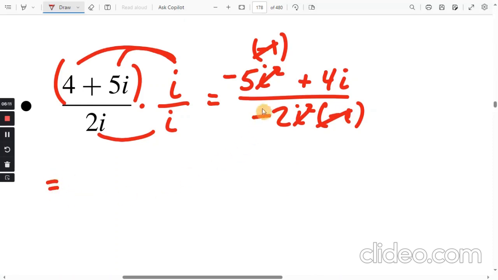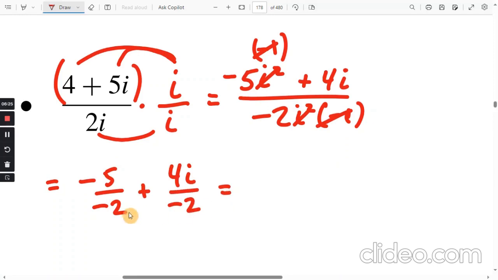All right, so what are we left with? Negative 5 divided by negative 2. And these are both over a common denominator, 4i divided by negative 2. Negative 5 over negative 2 looks like 5 halves. 4 divided by negative 2 is negative 2, and we still have the I.